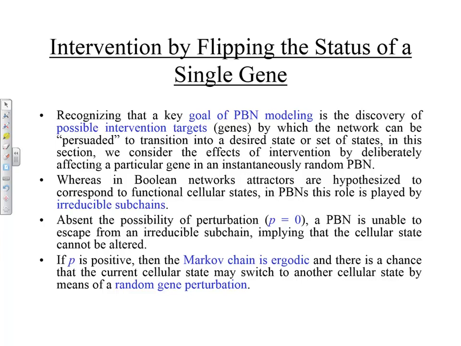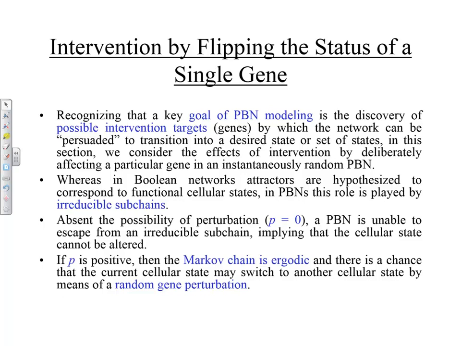If, on the other hand, p is a small positive number, then the Markov chain becomes ergodic, because you can go from any state to any other state. It might be highly improbable that you will visit certain states, but still there is a non-zero probability. So if p is positive, then the Markov chain becomes ergodic, and there is a chance that the current cellular state may switch to another cellular state by means of a random gene perturbation. So that's how you get all the states to communicate.